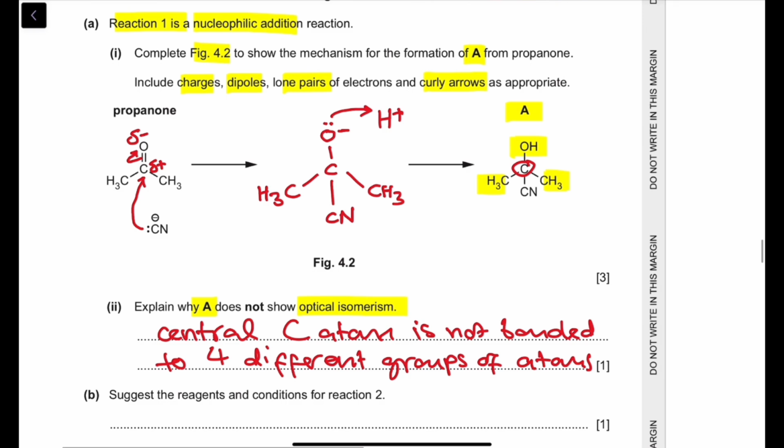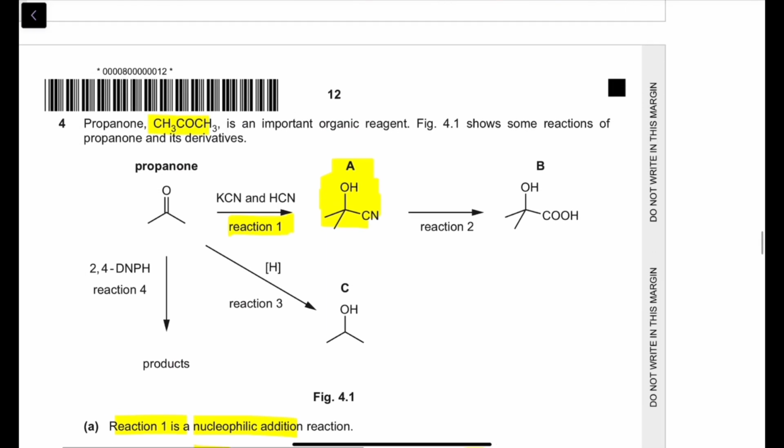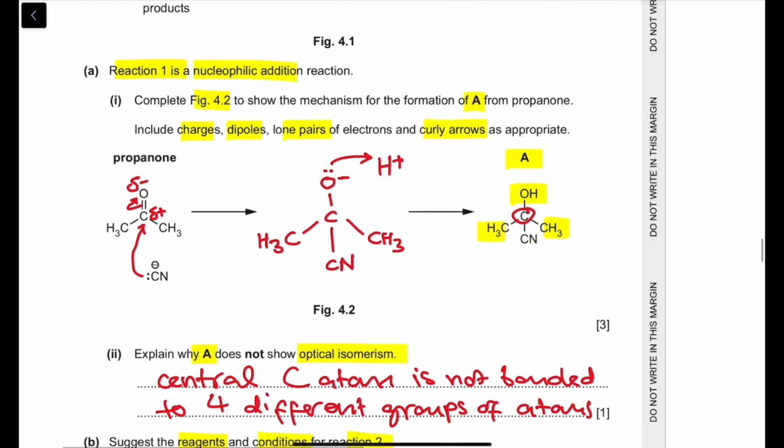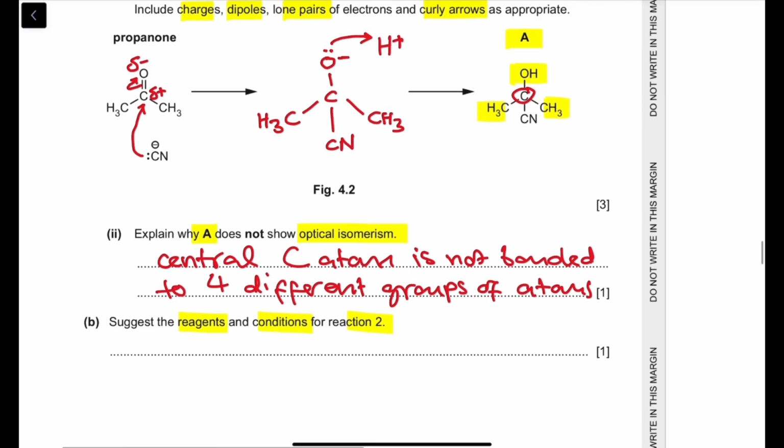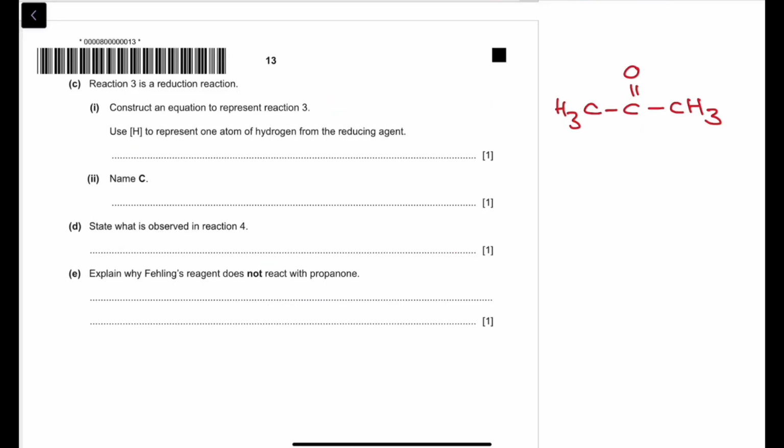It says suggest the reagents and conditions for reaction 2. And if we go back here to reaction 2, we're going from a nitrile to a carboxylic acid. For this, we need an acid, so we can either write down sulfuric acid, for example, or hydrochloric acid. Part C, reaction 3, is a reduction reaction.